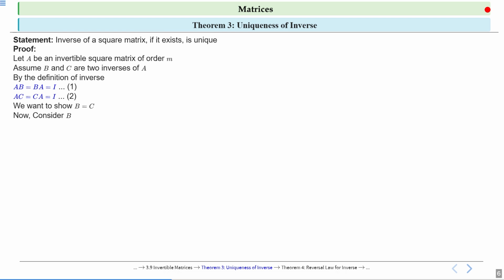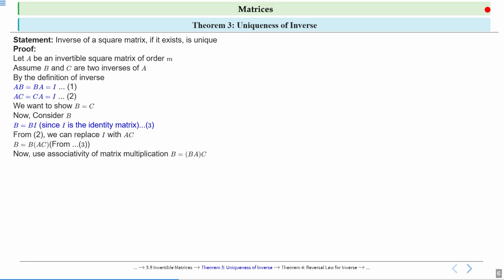Now let's consider B. So B is equal to BI, since I is the identity matrix. Let us assume this as equation 3. Now from equation 2 we can replace I with AC. So matrix B will be BAC from equation 3. Now use associativity of matrix multiplication, in which B is equal to BA into C.